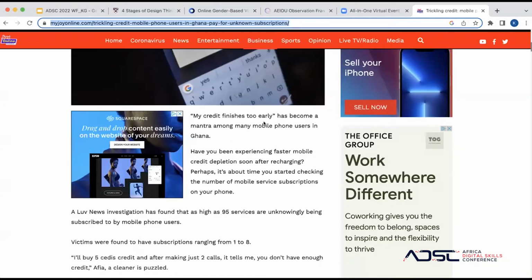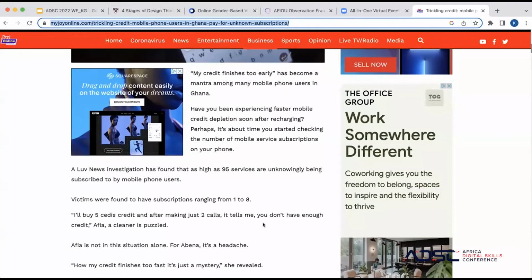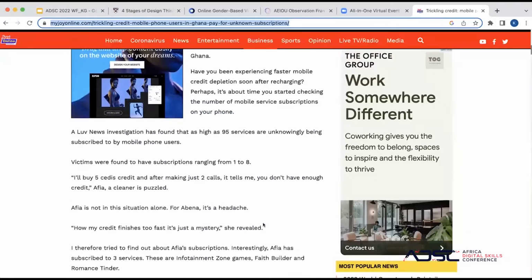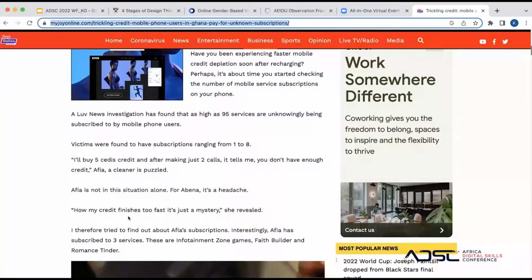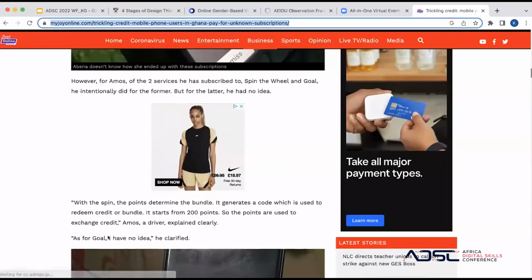It's like, my credit finishes too early. And someone else is saying that I'll buy 5 series of credit, and after making just 2 calls, it tells me you don't have enough credit. So what really comes through here is the frustration, the financial harm that is actually happening to users like Afia and Abena, and how they just don't know why my credit finishes too early. It's just a mystery.